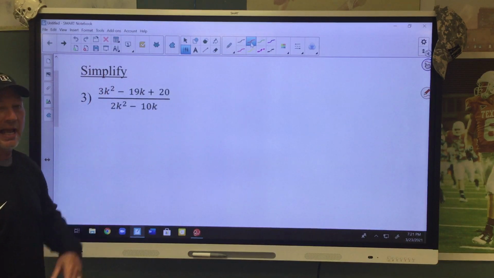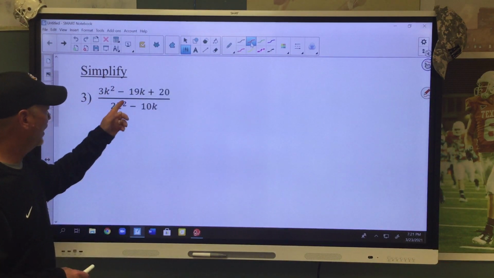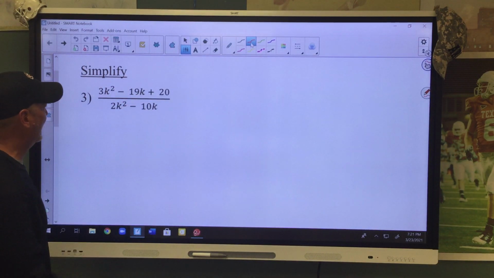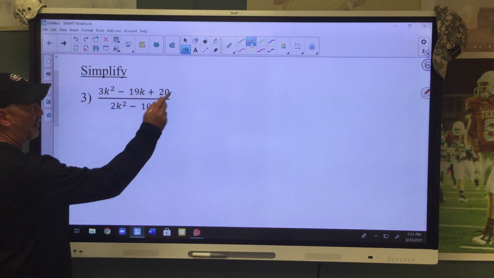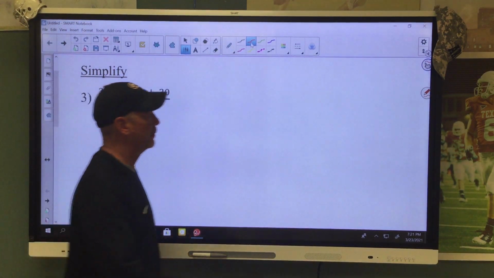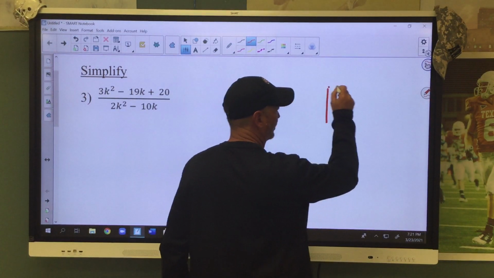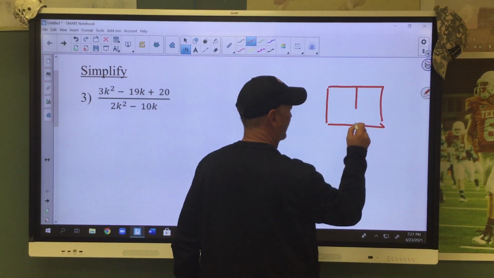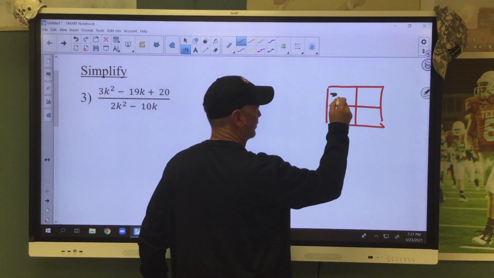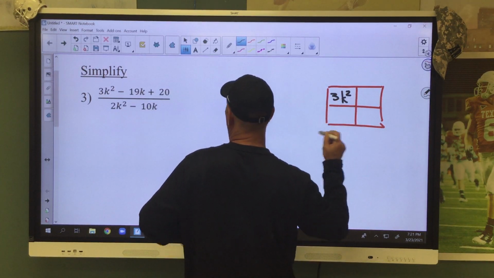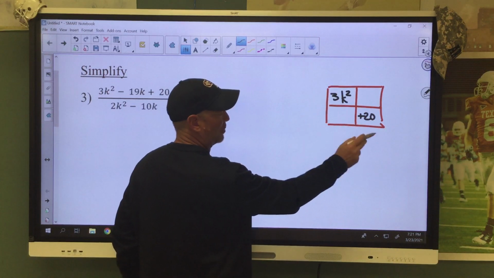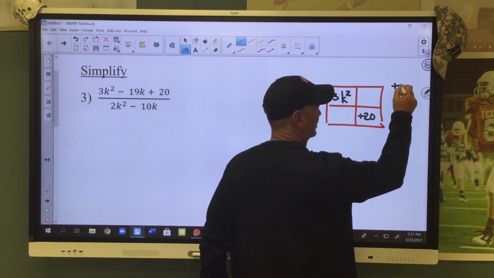All right, so the first thing we're going to ask you to simplify. Okay, so we're going to factor the numerator, we're going to factor the denominator. At the top, I do not have a common factor, so I'm going to need to factor using the box method. Okay, so we're going to go to the box method. I have 3k squared. I have a positive 20. When I multiply those two numbers together, that will give me a positive 60.